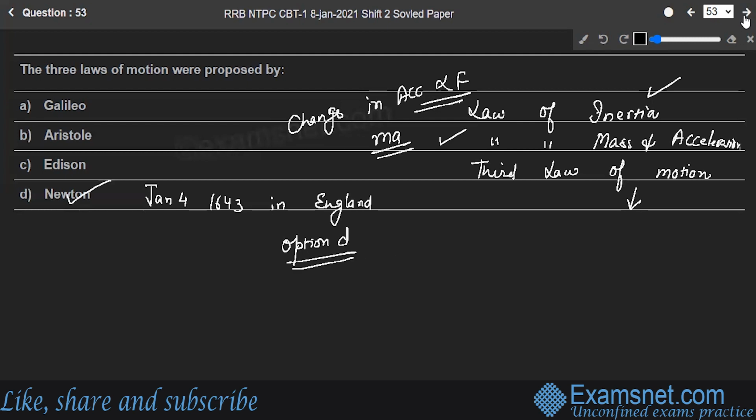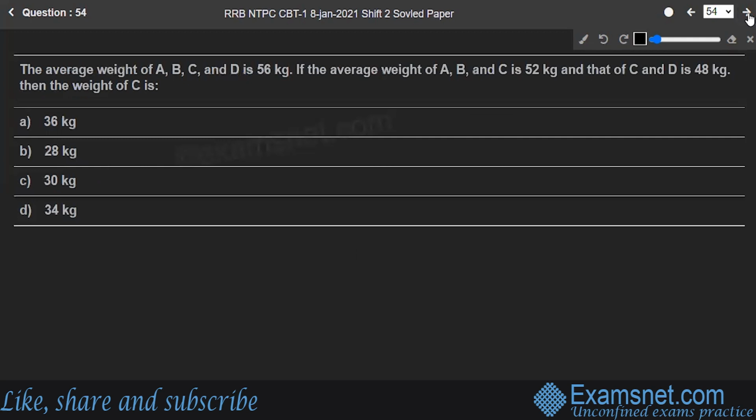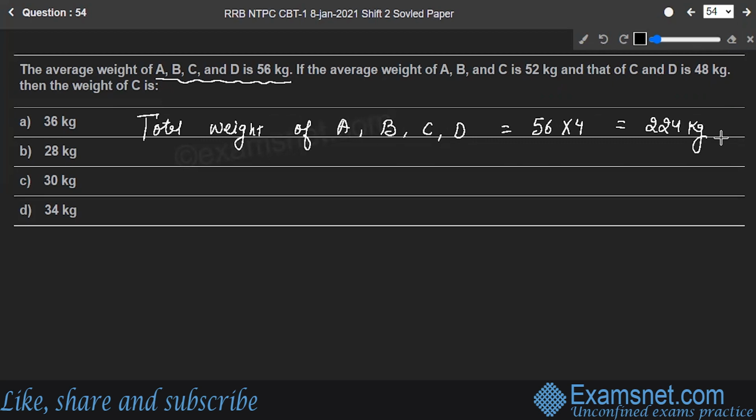Hope you understood this. Next is question number 54. Average weight of ABCD is 56 kg. If the average weight of ABC is 52 and that of C and D is 48, you have to find out the weight of C. First of all, average is given by the sum of the quantities divided by the number of the quantities. So, if the average of A, B, C, D weight is 56, then the total weight of A, B, C, and D is 56 multiplied by 4, which is equal to 224 kg.